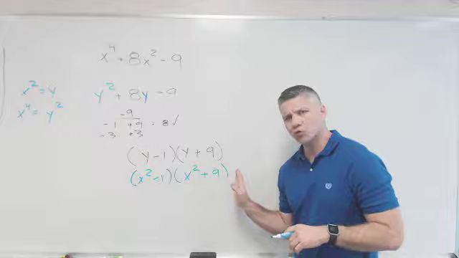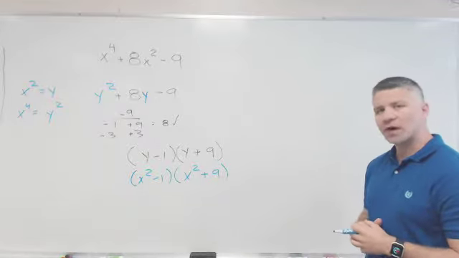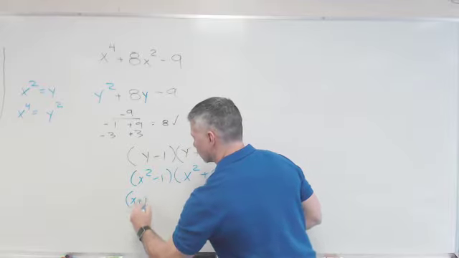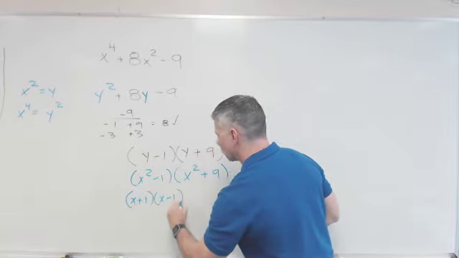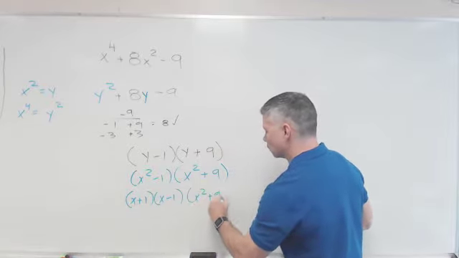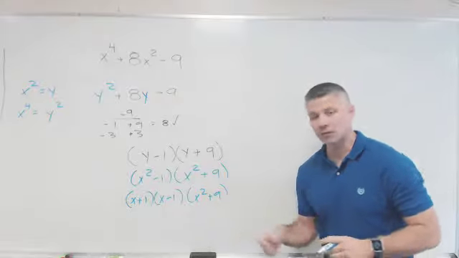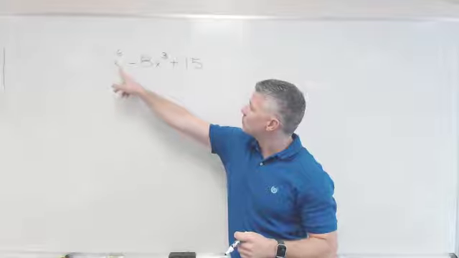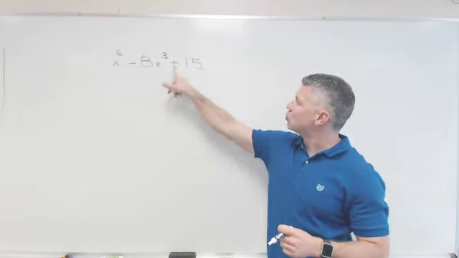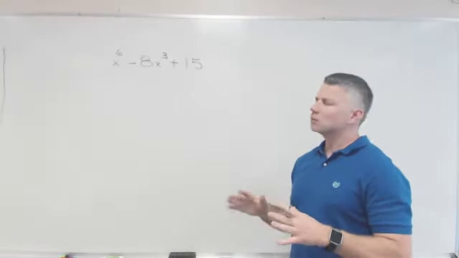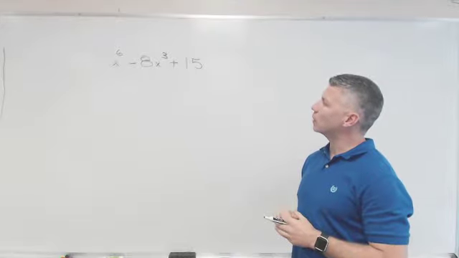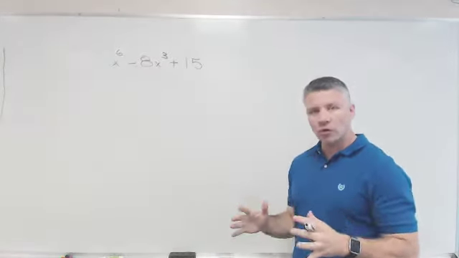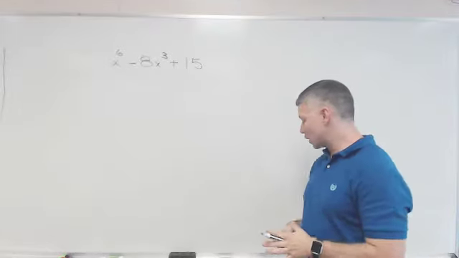Don't stop too soon. Can we factor there? We can factor x squared minus 1 to x plus 1, x minus 1. And this is our final answer. Another problem, x to the 6th minus 8x cubed plus 15. Exponents are even wackier now. We have a 6 and a 3. Don't worry, follow the same steps.